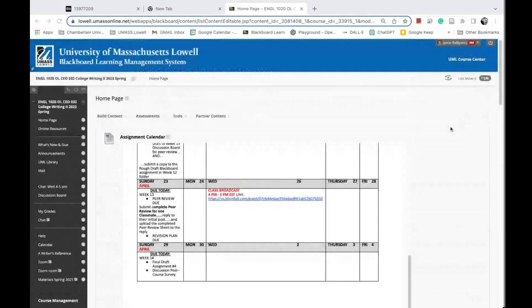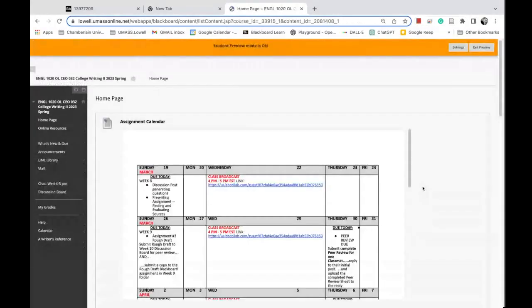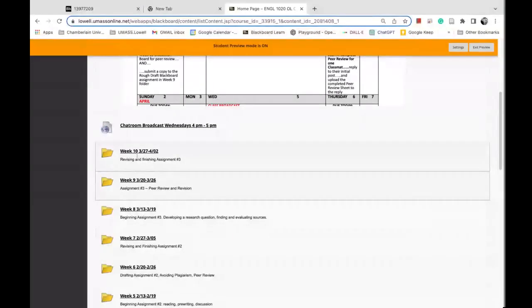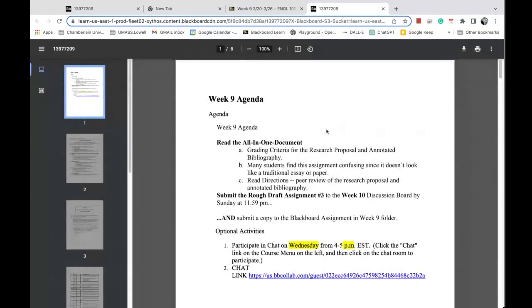Let me put it in student view real quick. Okay, I opened week 10, but we're not on week 10, so week 9. Basically what I've tried to do was make everything clearer and simpler, as opposed to how I think it was originally. The template that we got for the course was a little bit unrealistic in my mind.